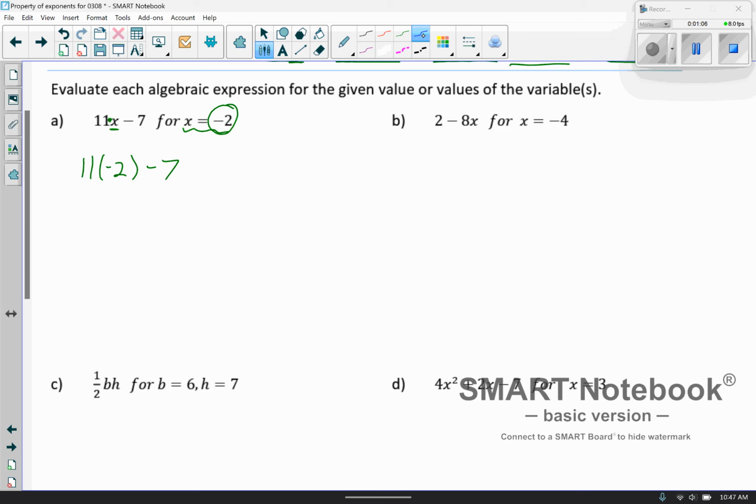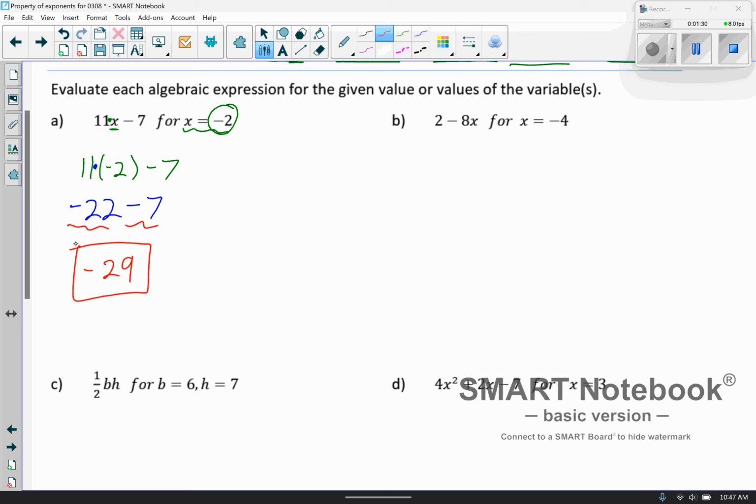So now I'm going to have 11 times negative 2 minus 7. And then from here, I just do my order of operations. Multiplication is going to be my first step. So 11 times negative 2 is going to be negative 22. And then we have to subtract 7 from that. So negative 22, and then I'm going to take away 7 more. That will be a total of negative 29 right there.